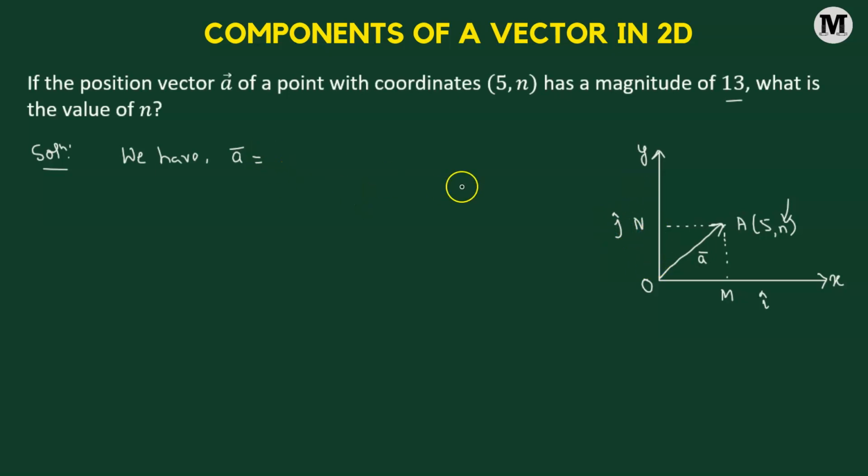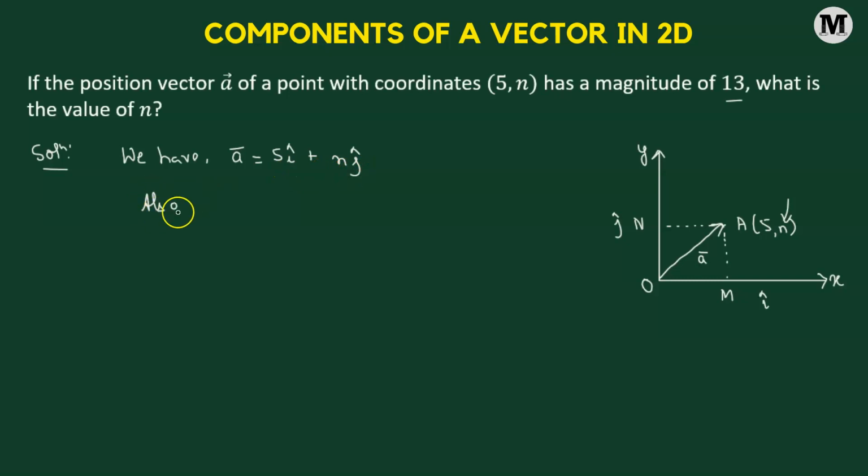Now that means A vector is going to be the x component of A vector, which is 5 units, and this is a scalar value. In order to express it as a vector, we're going to multiply it with i cap, indicating that it's along the x-axis. So 5 i cap is the component of A vector along the x-axis. This will get added to the y component of A, so that's n, but n is a scalar. We have to multiply with j cap, indicating that it's along the y-axis. So we have expressed the vector A in terms of i cap and j cap.